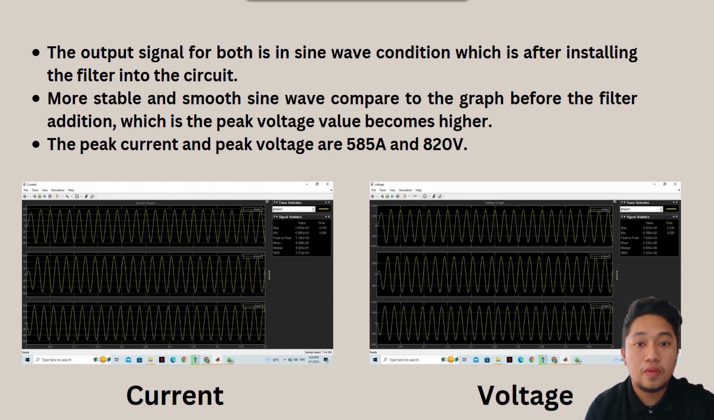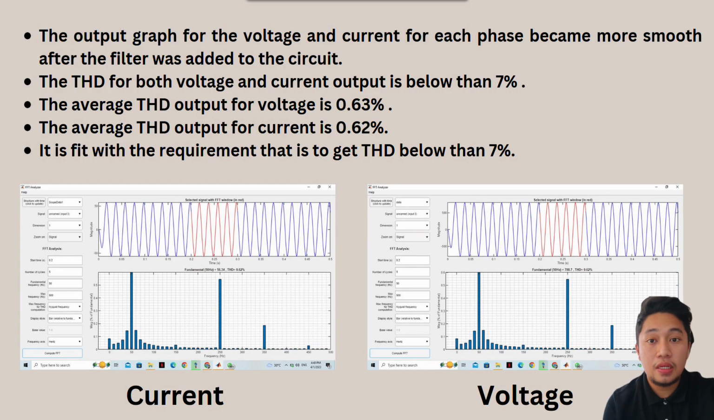The output signal for both is in sine wave condition after installing the filter into the circuit. So we can see that it becomes a more stable and smooth sine wave compared to the graph before the filter addition, although the peak voltage value becomes higher. We got the peak current and peak voltage of 585 ampere and 820 volt. Lastly, the output graph for the voltage and current for each phase becomes smoother after the filter was added into the circuit.